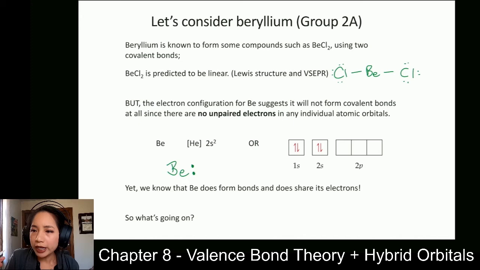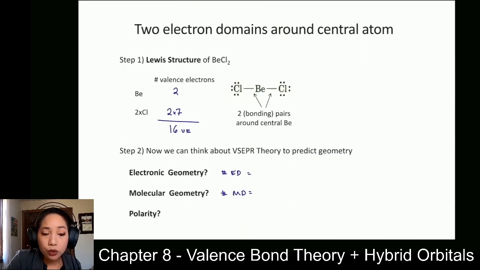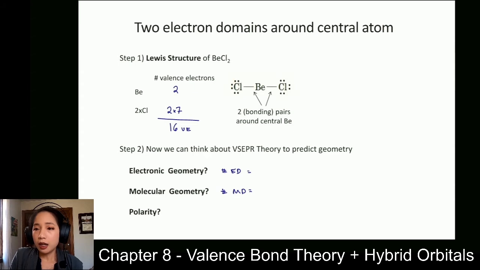So how can we get those unpaired electrons that we need to make the beryllium chloride covalent bond? So we are going to use hybridization. But let's first go through those systematic steps that we go through to apply valence bond theory. So our first step is to draw the Lewis structure for beryllium chloride. So if we quickly do that, take inventory of all the valence electrons in the beryllium and 2 chlorine atoms, we have to place 16 valence electrons.